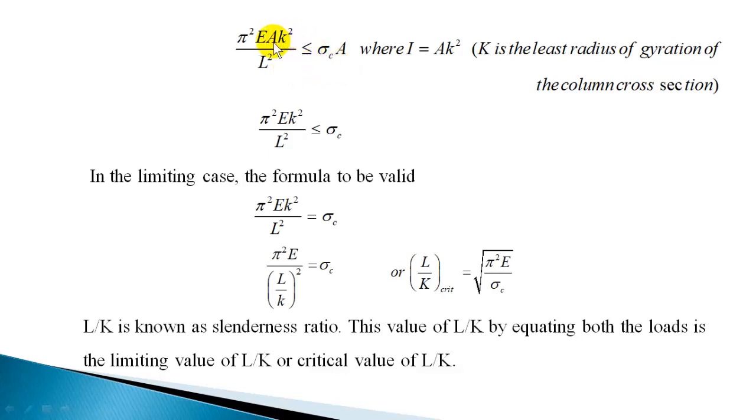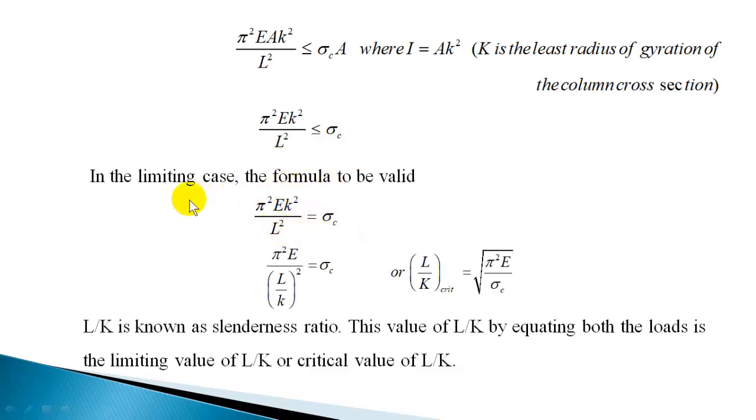Now a common factor on either side can be cancelled, and the inequality will still be valid. So you can cancel it. Pi square E K square by L square should be less than or equal to sigma C. Now if you equate it, when they are equal also you can apply Euler's formula. That is the point where Euler's formula is still valid. So by equating you get this expression: pi square E K square by L square equal to sigma C.